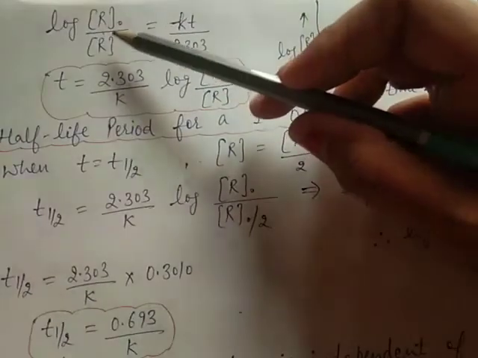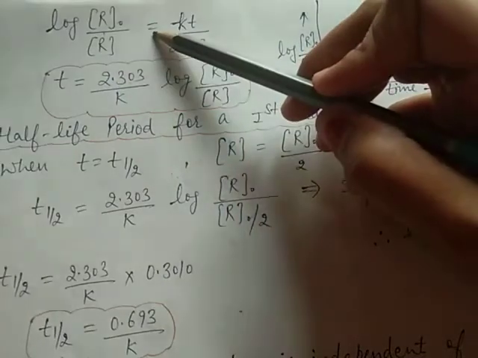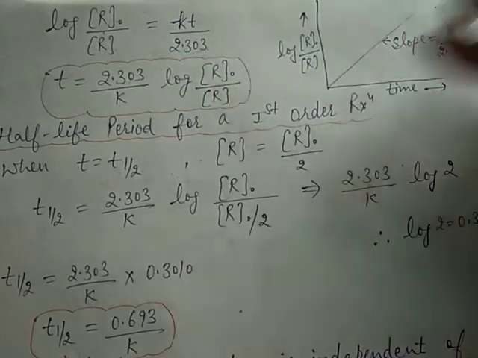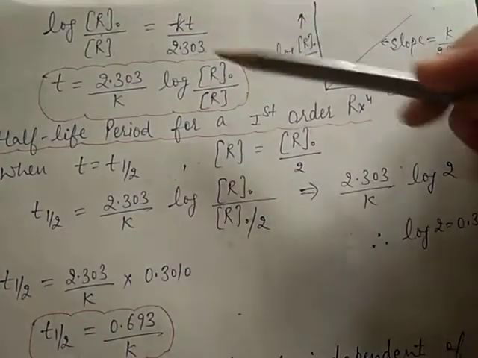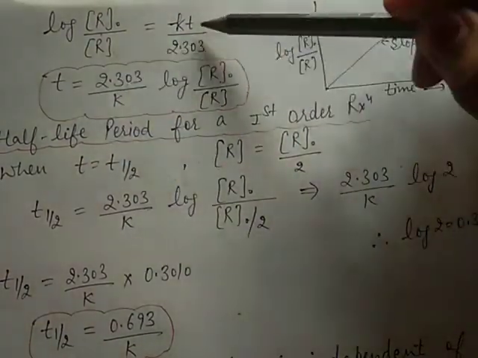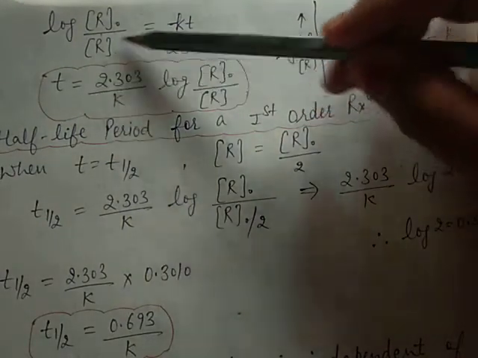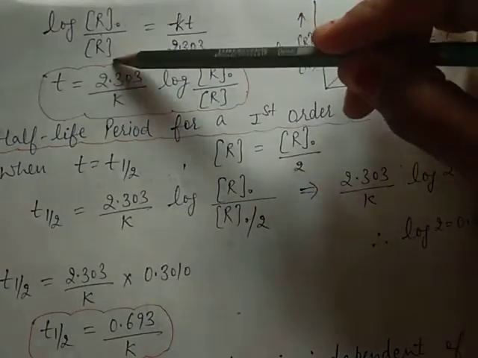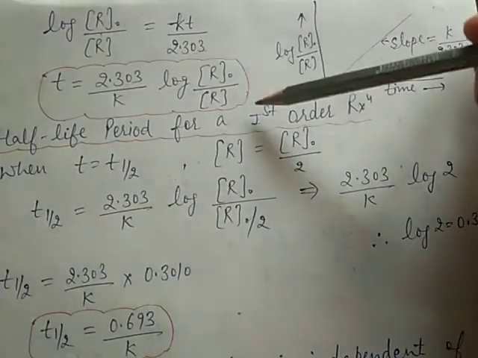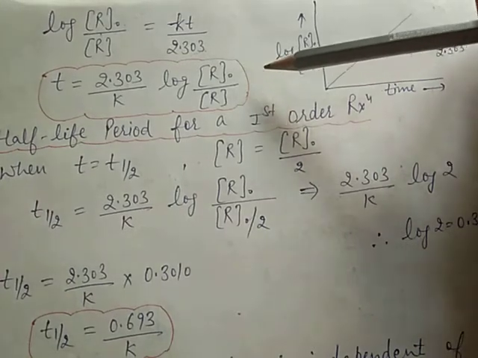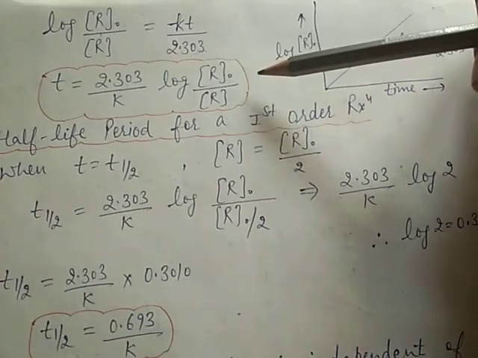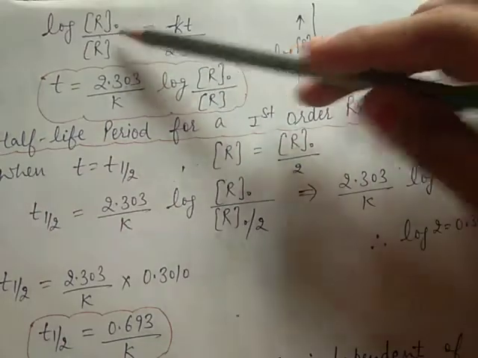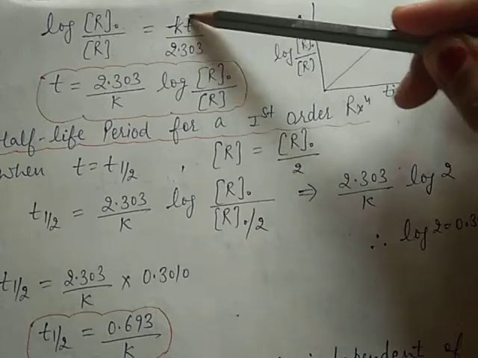Now log of R naught by R is equal to kt divided by 2.303. Then after we can calculate the value of t. T is equal to 2.303 by k log of R naught by R. So this is the formula of first order reaction.